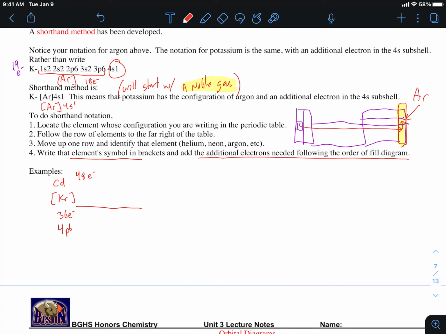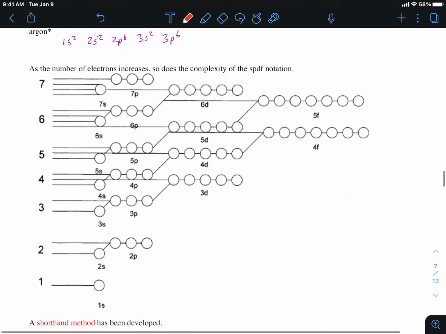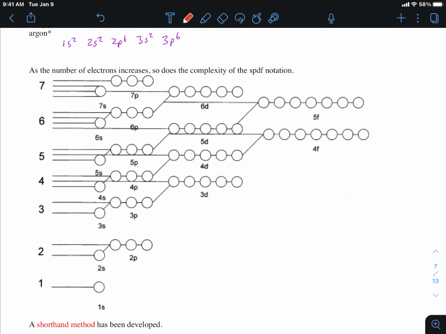I'm going to write 4p6 because krypton really means the 4p6 block. And then we write 5s. Okay, so put a 2 there. That's 36 plus 2, which is now 38. What comes after 5s according to the fill diagram? 5s is followed by 4d.